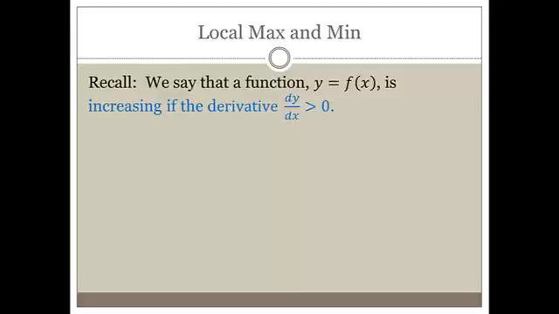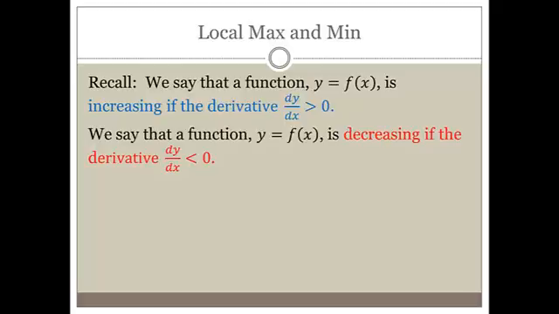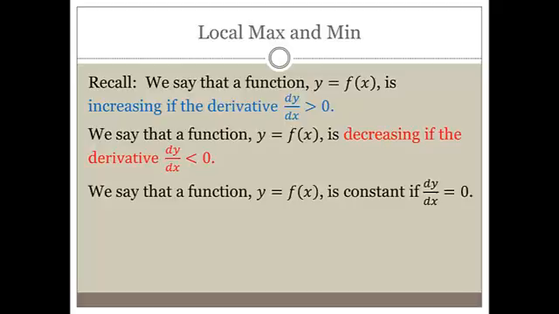Recall that we say a function y equals f of x is increasing if the derivative dy dx is positive. And we say that the function y equals f of x is decreasing if the derivative dy dx is negative. Lastly, if a function's derivative is 0, that is, it's not changing, then we say it is constant.